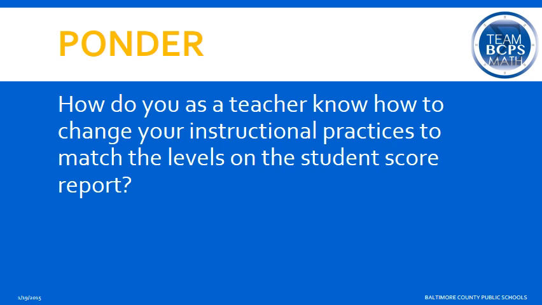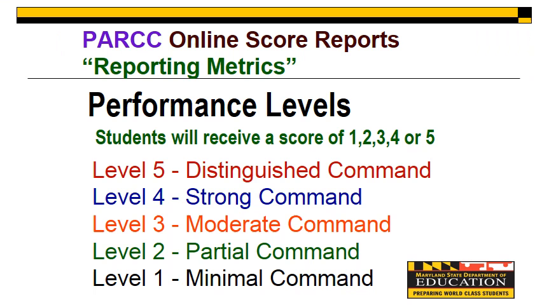So now you want to ask this rhetorical question: how do you as a teacher know how to change your instructional practice to match the levels on the student score report? If your teachers noticed there were levels of 1, 2, 3, 4, and 5, what does that mean in the classroom? So that's the next part of this presentation about the performance level descriptors and what it means in your classroom as far as what you're teaching your students.